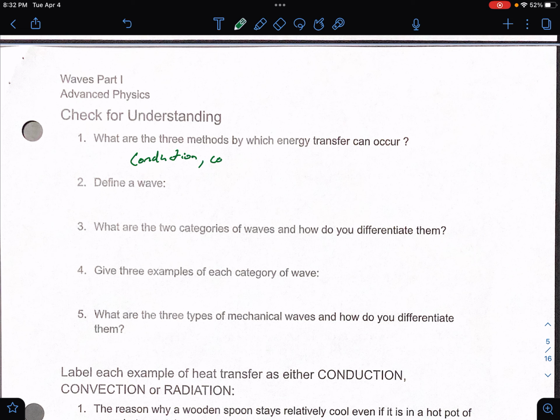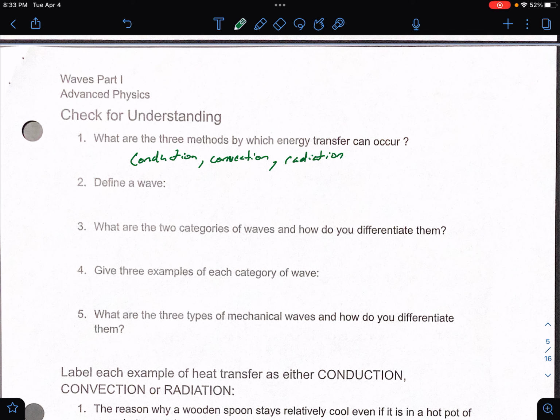Okay, and then you have convection. Okay, so that is like the transfer of energy through a medium like air or a liquid, so like holding your hand above a hot pot. Okay, and then you have radiation. So that is something that's like coming from the sun itself.